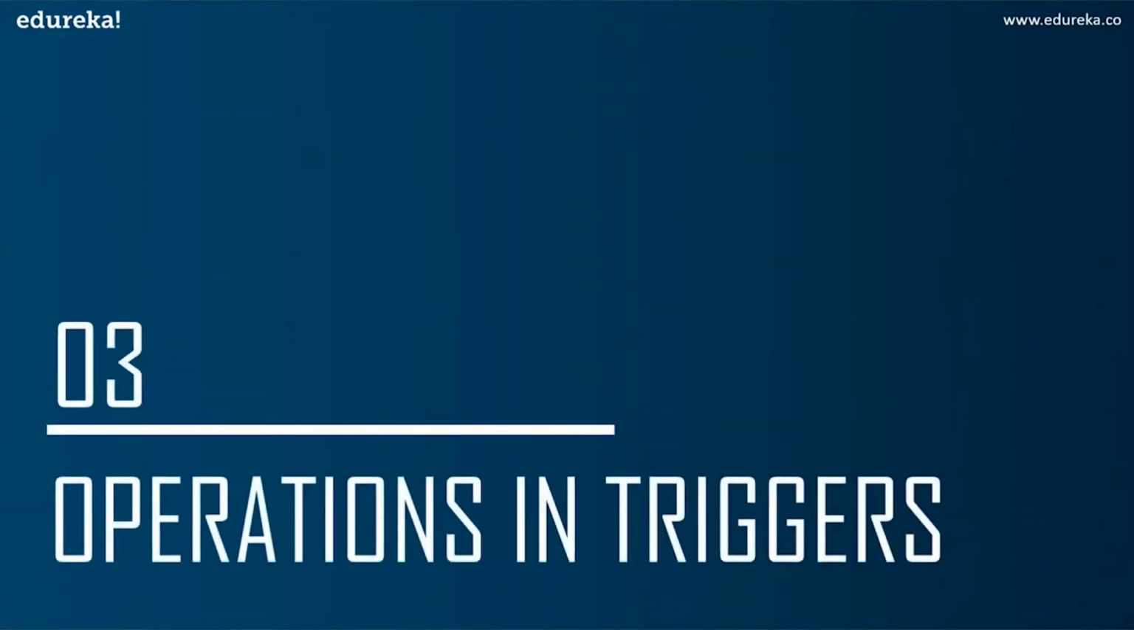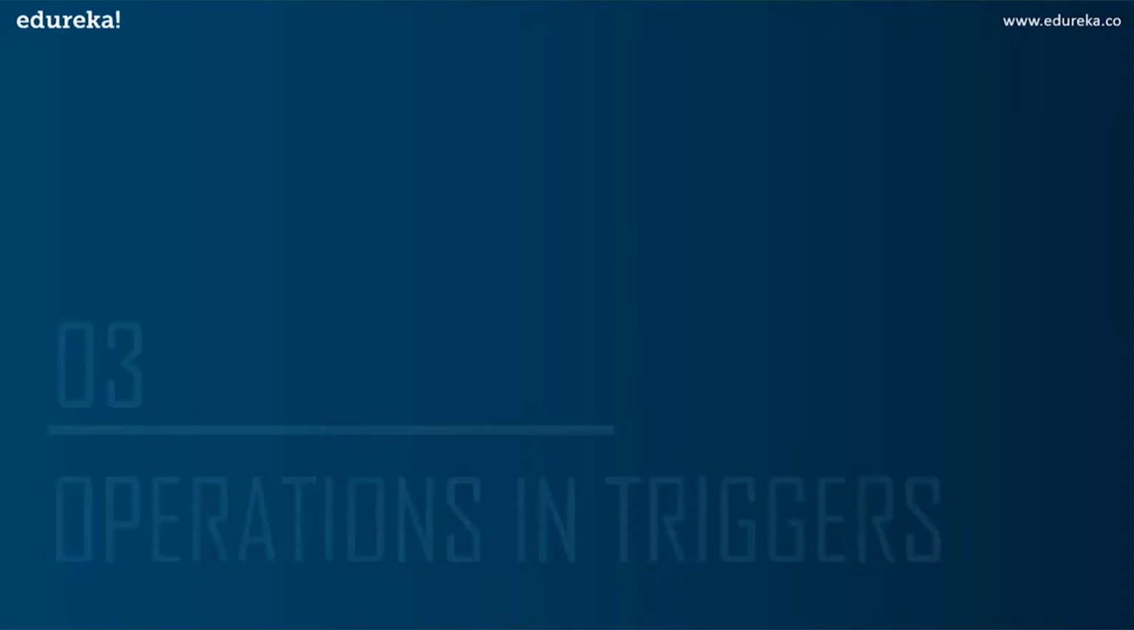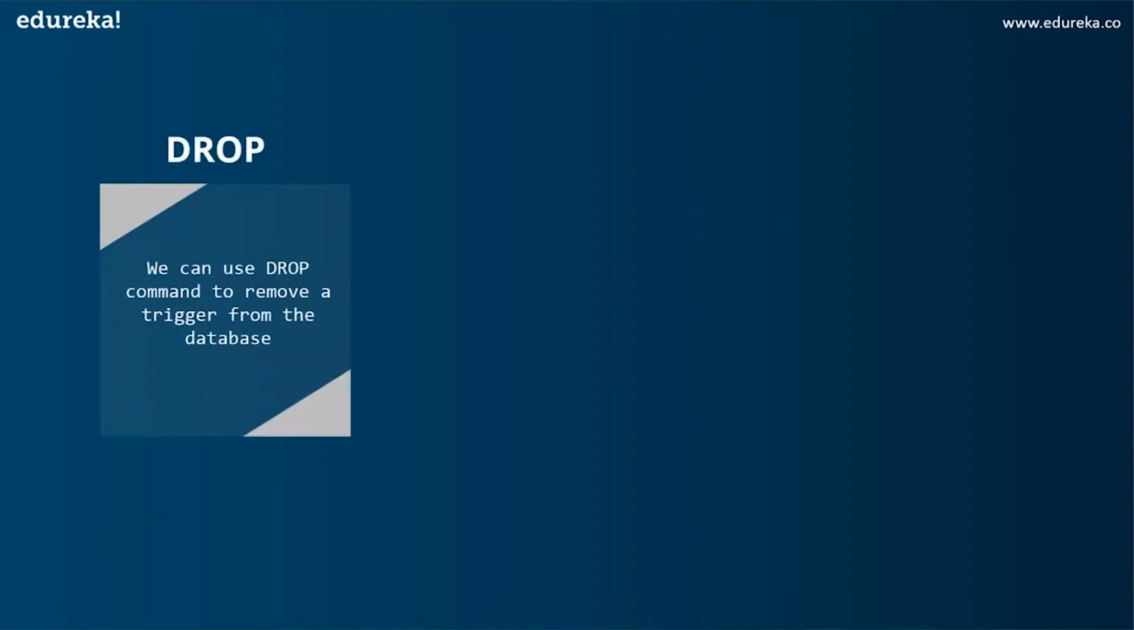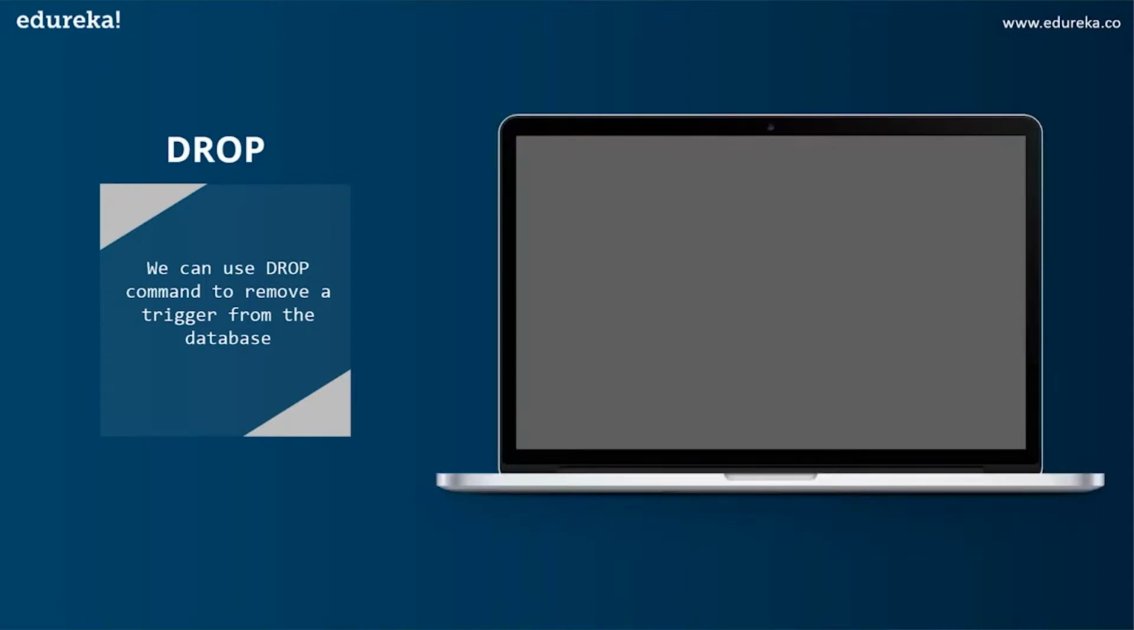Let's now try to implement an example of trigger in SQL. So the next topic is operations in trigger. We can perform many operations using triggers. Some may be simple and some may be a little complex. But once we go through the query, it's easy to understand. The first operation is drop. We can use the drop command to remove a trigger from the database. And the syntax for this is drop trigger trigger name.